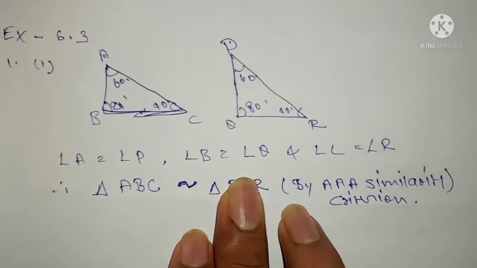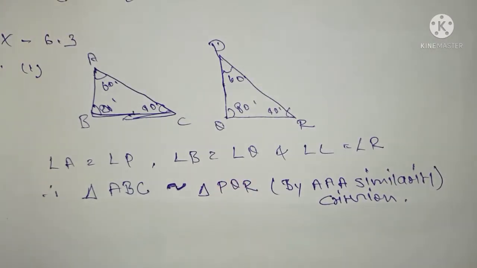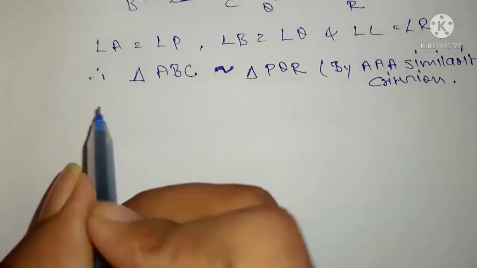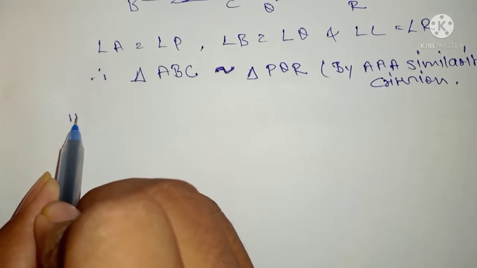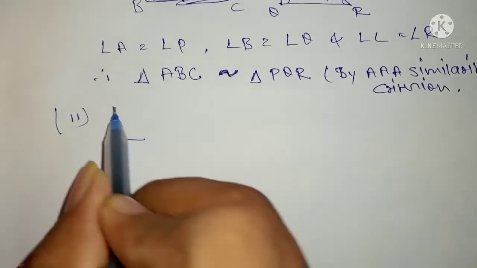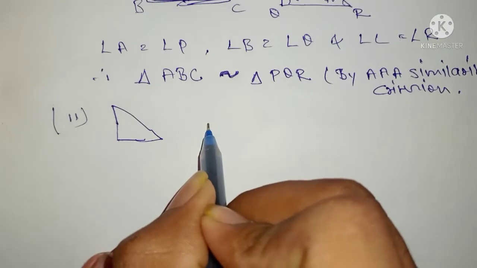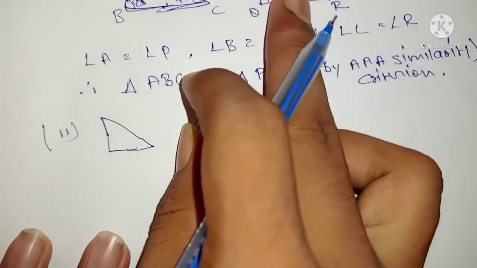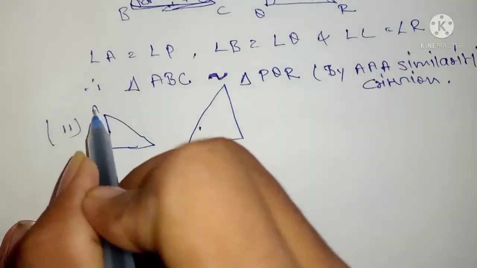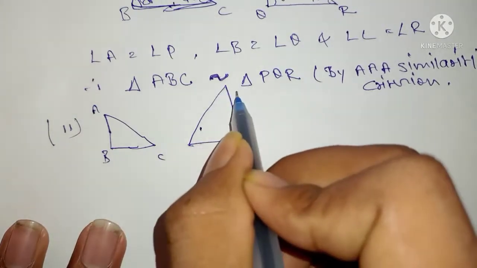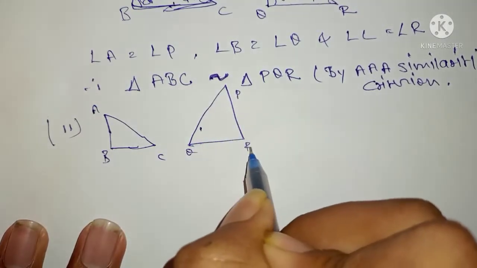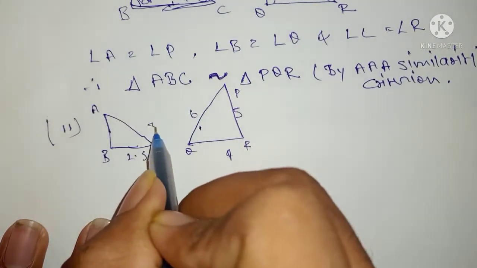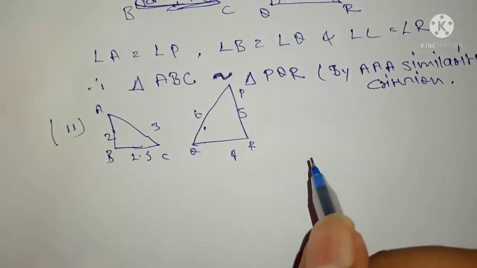Similarly, first of all, if you want a screenshot, you can take it. Okay, so I think you have taken it. So similarly, we can see the second question, what is given. So here also two figures are there. In all questions two figures are there, because to prove similarity of triangles we need two. Okay, ABC and here PQR. It is 4, it is 6, it is 5, it is 2.5, it is 3, and it is 2.